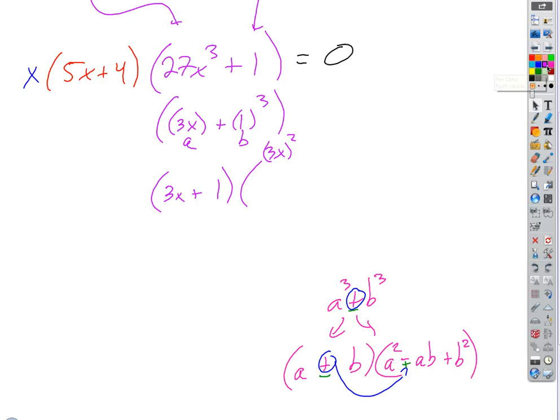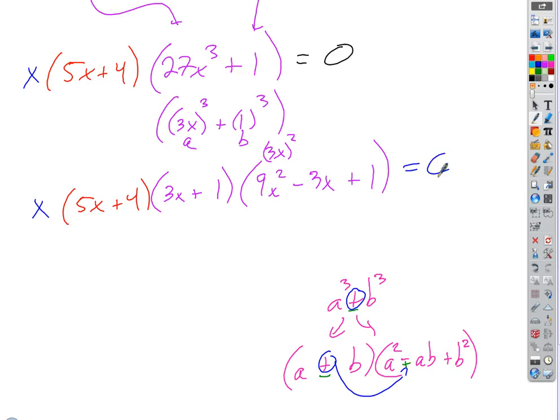I've got A cubed plus B cubed, right? A cubed plus B cubed. So I'm gonna get A plus B times A squared. Well, that's the quantity 3x squared. What is that? 9x squared minus AB plus B squared, right? So that's what the purple one factors into. The red one factors into, oh, it's already done, sorry, plus 4. And the blue one's already done.